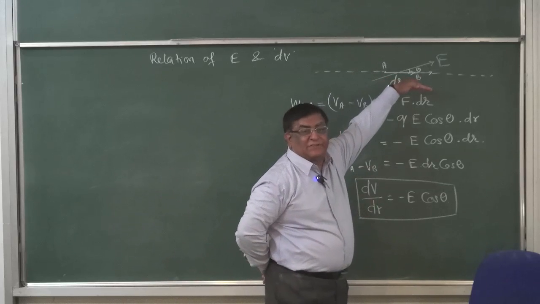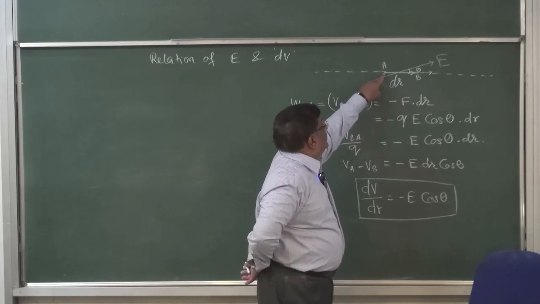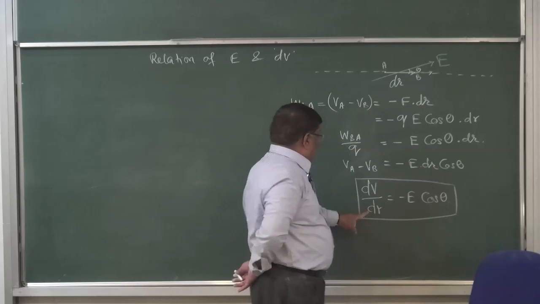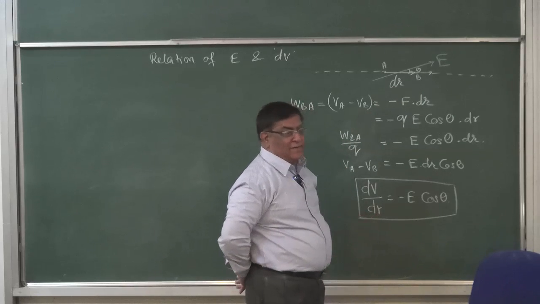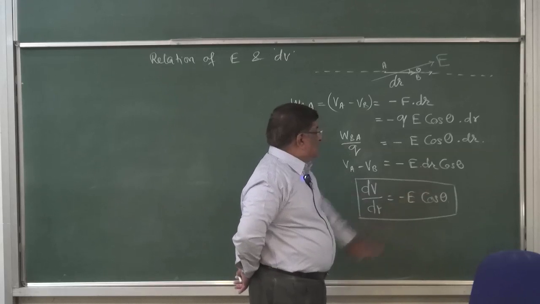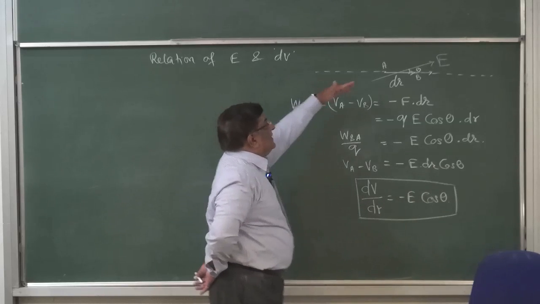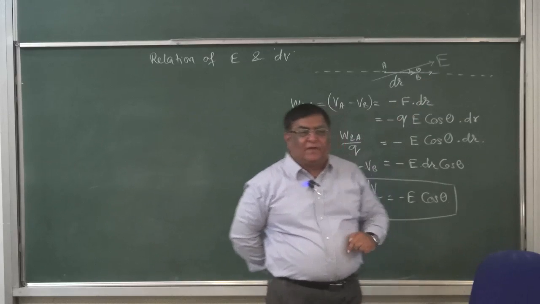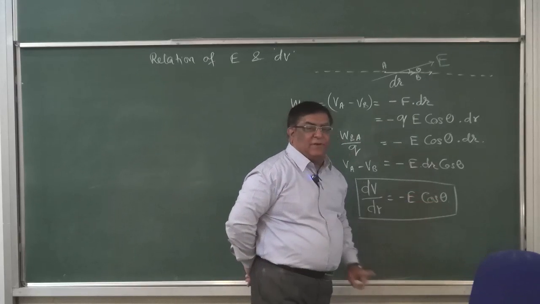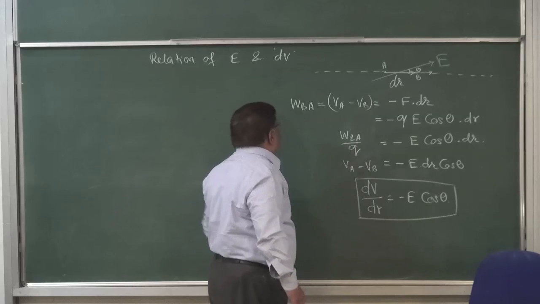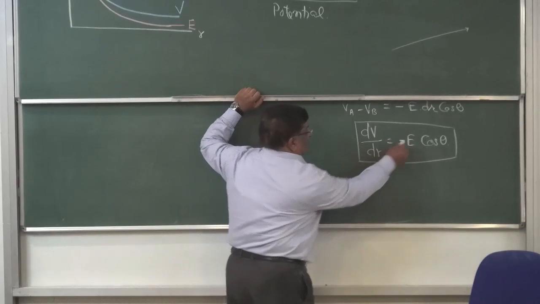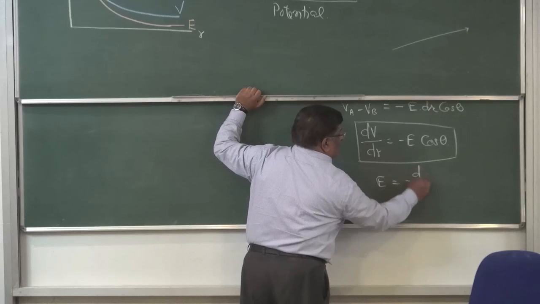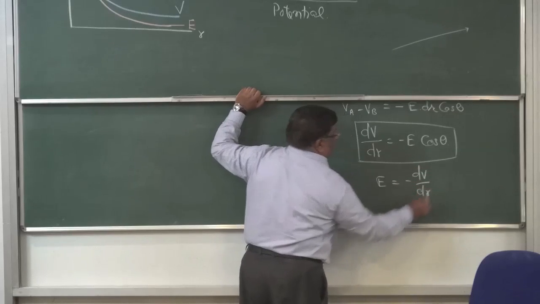Potential difference in the direction of R. That means VA minus VB. Right? Not VB minus VA because it is in the direction of R. So, dV upon dr is this. Suppose E and R are in the same direction, then theta is equal to 0. If theta is equal to 0, then cos theta will be 1, and we will have a very simple relation, and that relation is E is equal to minus dV upon dr.